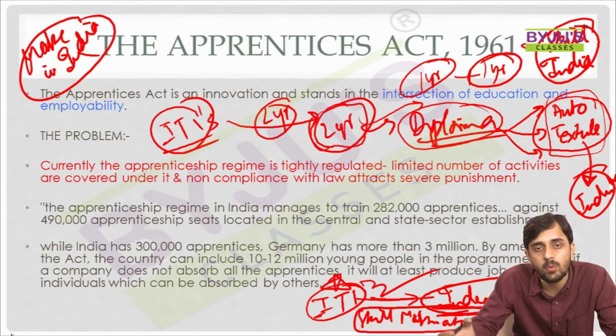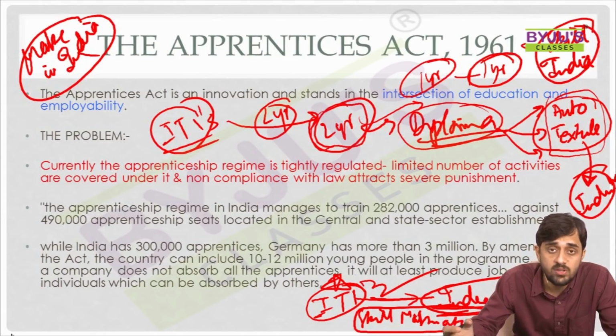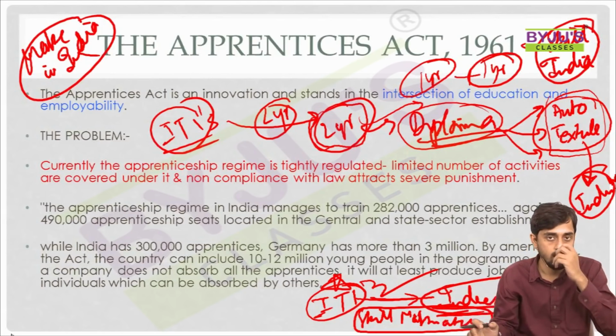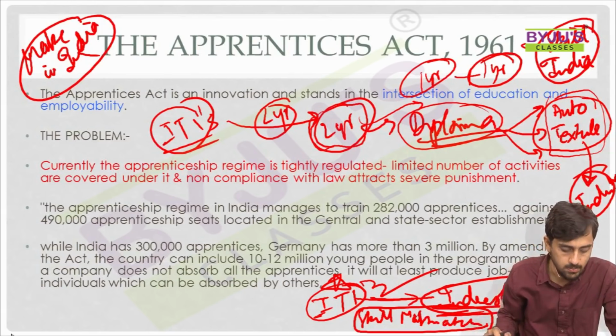So to solve this problem, we need to allow a larger number of industries, not just in the manufacturing sector, but also in the services sector, to hire more apprentices or hire more interns, so as to allow a closer coordination between industries and training institutes, and this industry and training institute linkage will help us tackle the skill mismatch.